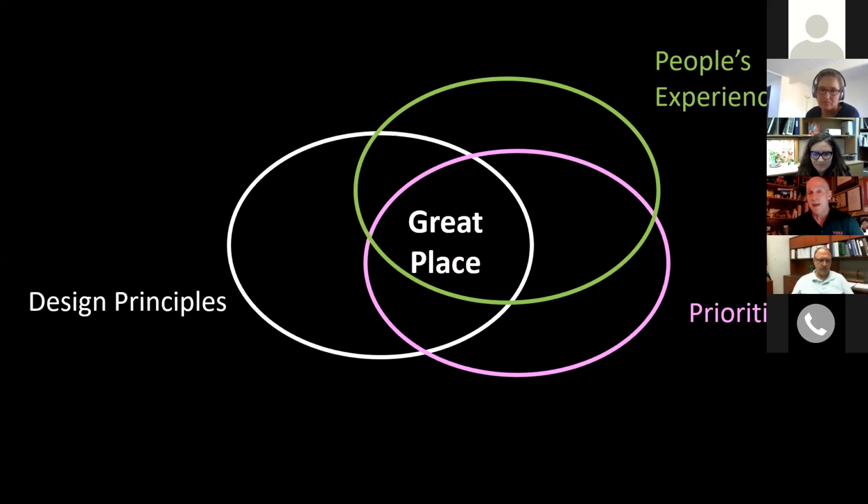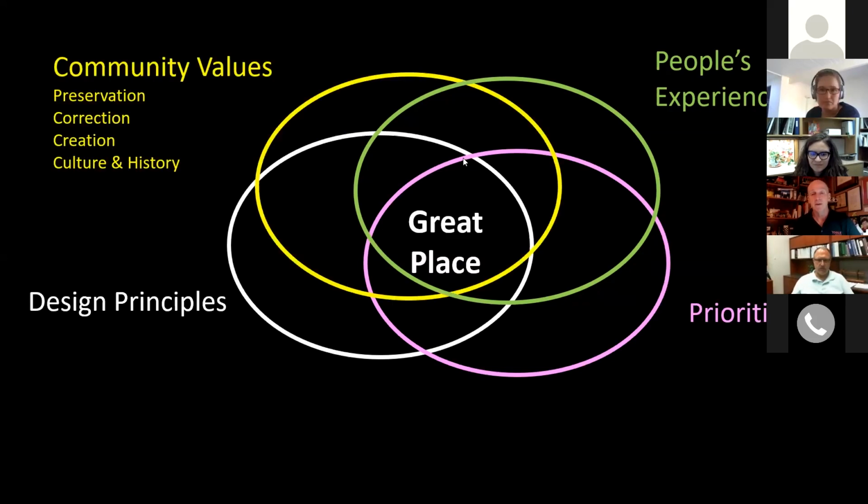Priorities is important. We can't change the whole place at once, so we have to work with folks to figure out what's the most important, what's middle importance, and what's the low importance, and work accordingly. And probably the most important thing, especially at this stage in the project, is to understand what people are feeling, what they're thinking, what they want to preserve, what they want to fix, what they want to create, their culture and history, their values. So we're going to try and capture that during this portion.